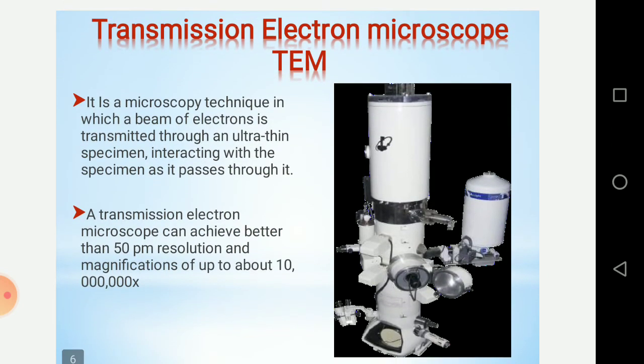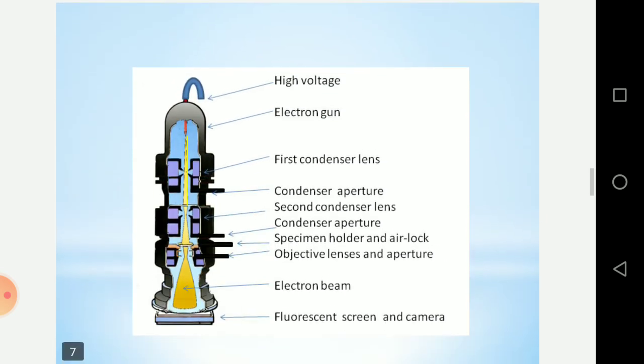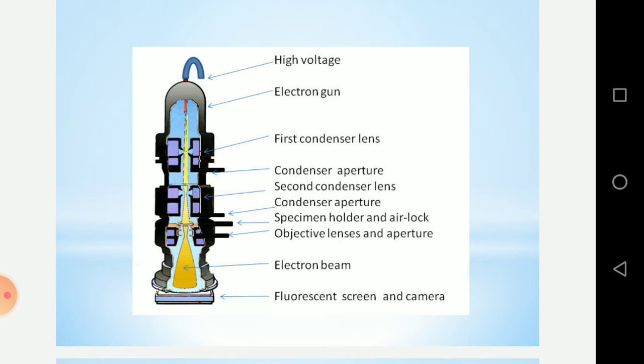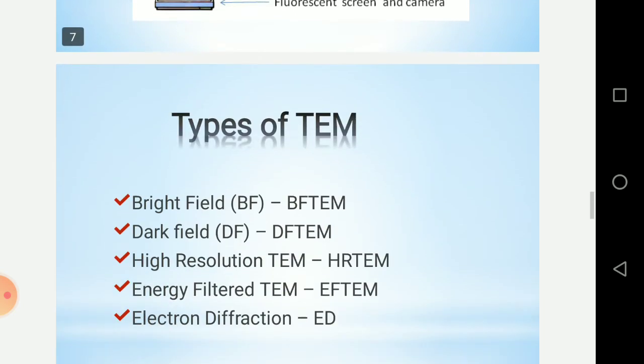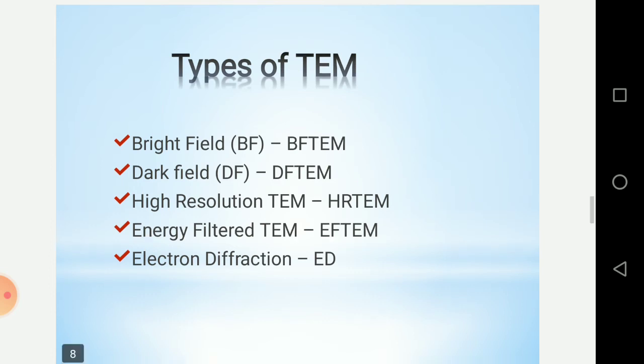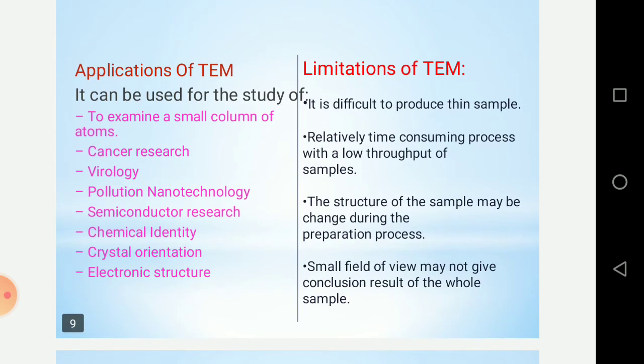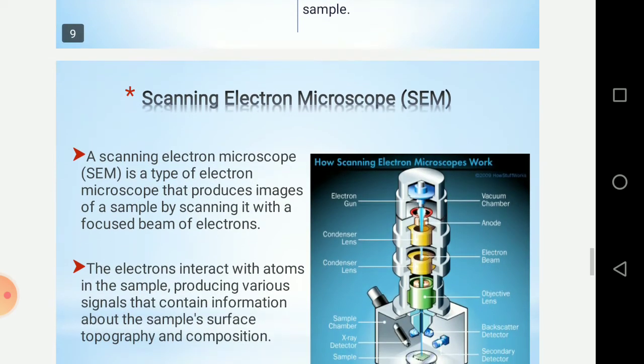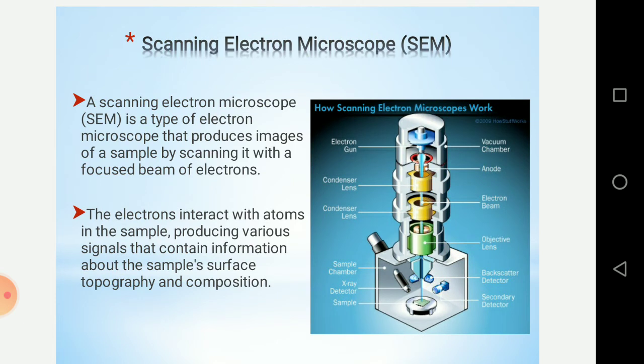Then we saw the details about the transmission electron microscope. We also saw its structure and its working. Then we saw the different types of electron microscope, that is, the names of different types of electron microscope. Then we saw the application of the transmission electron microscope and its limitations. So in this lecture we are going to study the second type of microscope, that is the scanning electron microscope.